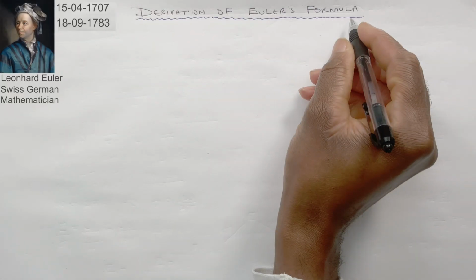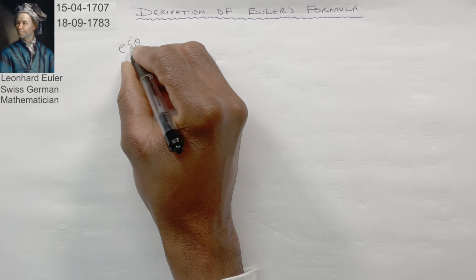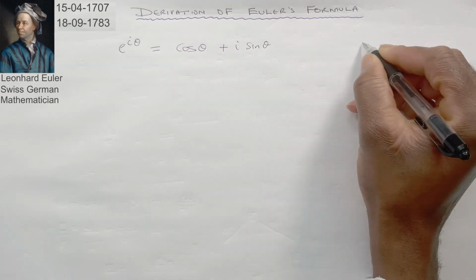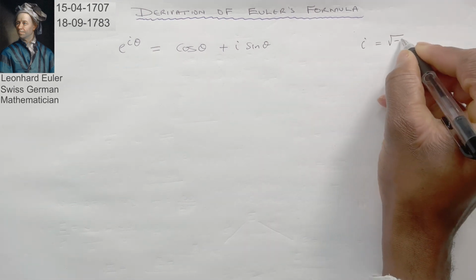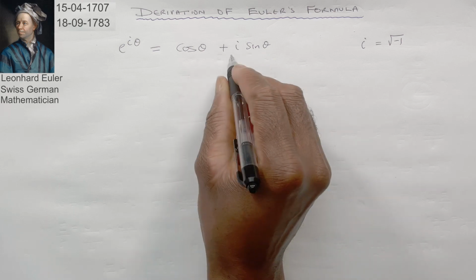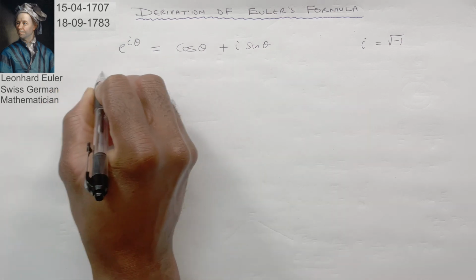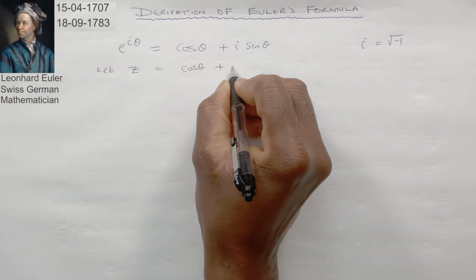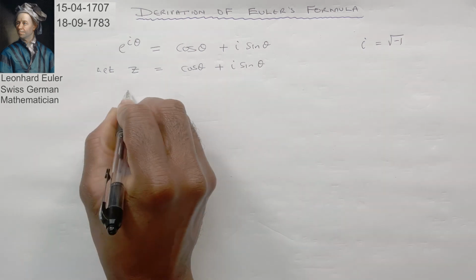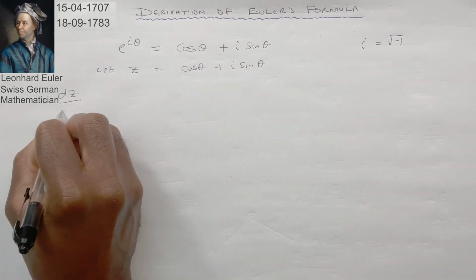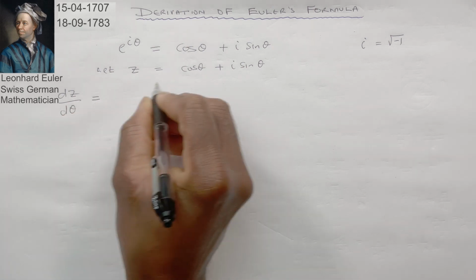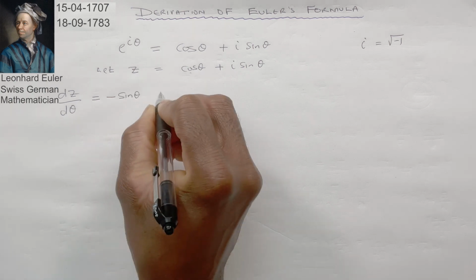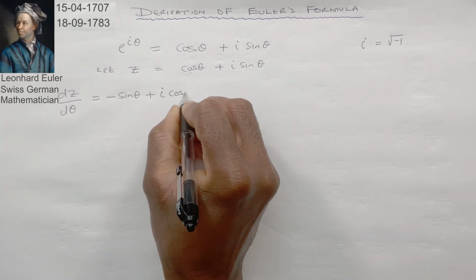Derivation of Euler's formula. Euler's formula is e to the power i theta equals cos theta plus i sine theta, where i is root minus 1. This is a complex number. What we can do is to say let z equal cos theta plus i sine theta. And then we can find dz over d theta, and if we differentiate that, that would be minus sine theta plus i cos theta.